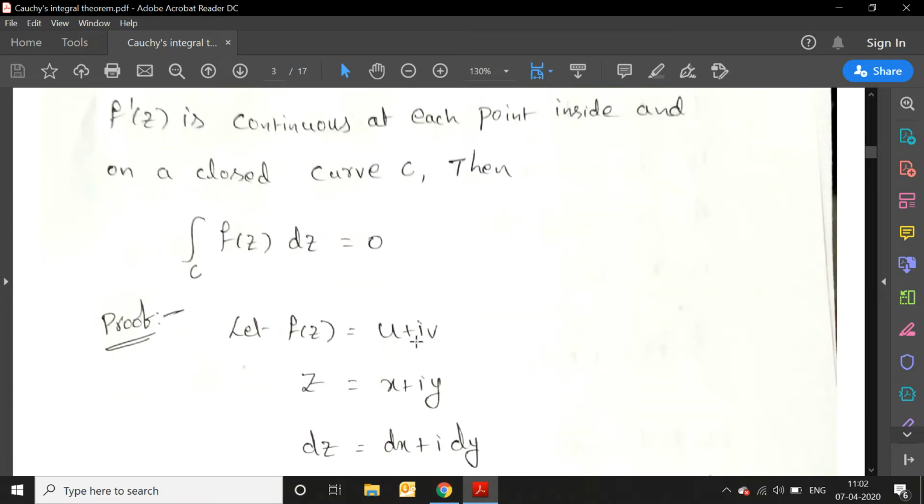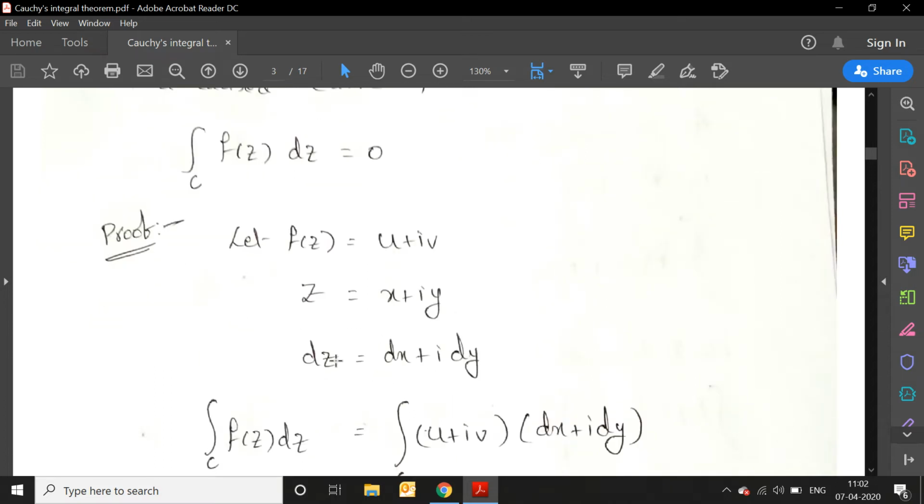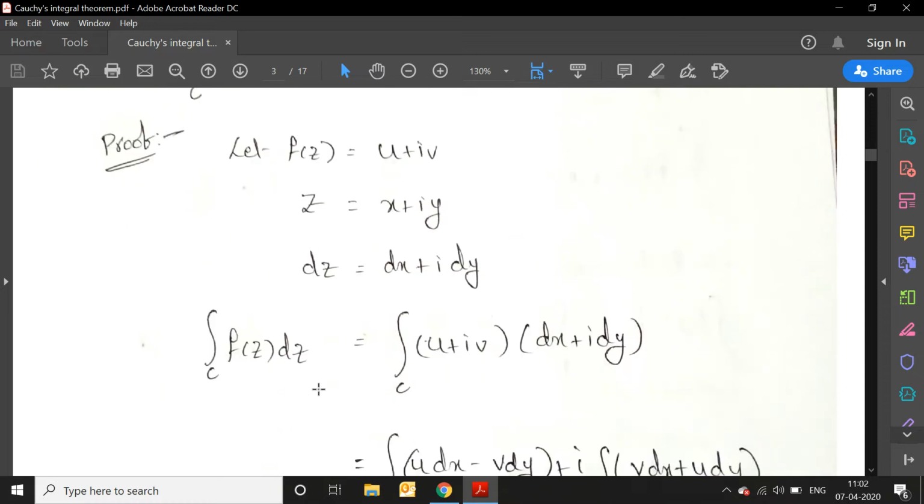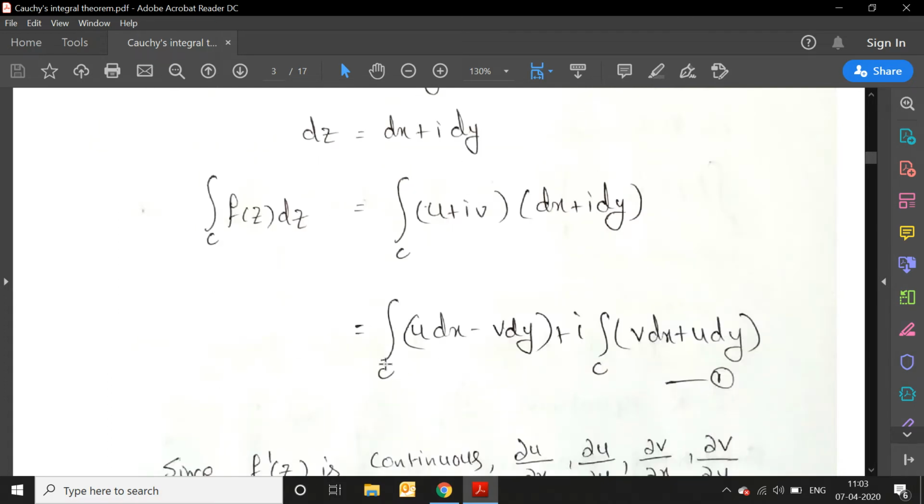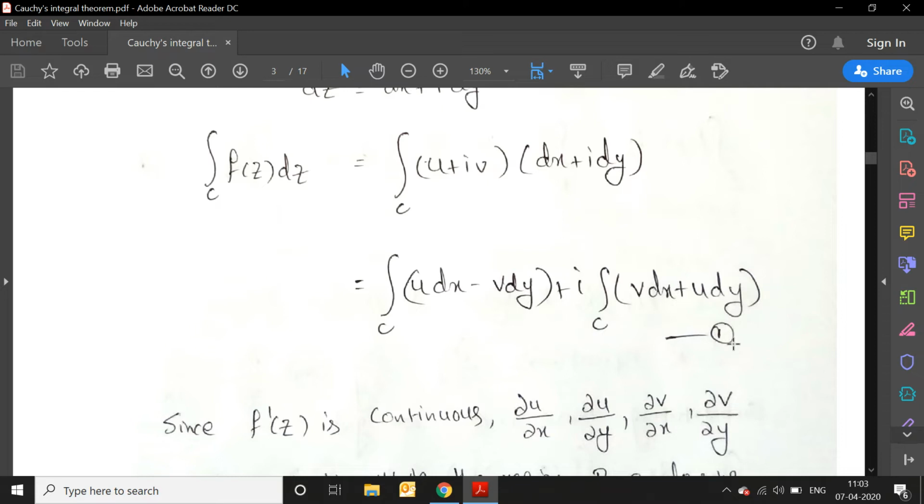Let f(z) = u + iv, z = x + iy, dz, the differentiation of z, is dx + i dy. Now we can substitute in the integral over C of f(z) dz, which equals the integral over C of (u + iv)(dx + i dy). We are multiplying these two functions. As usual, separate the real and imaginary parts. So we are getting the integral of (u dx − v dy) plus i times the integral of (v dx + u dy). This is called equation 1.